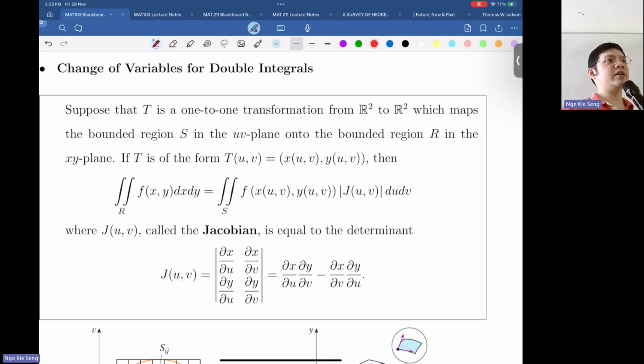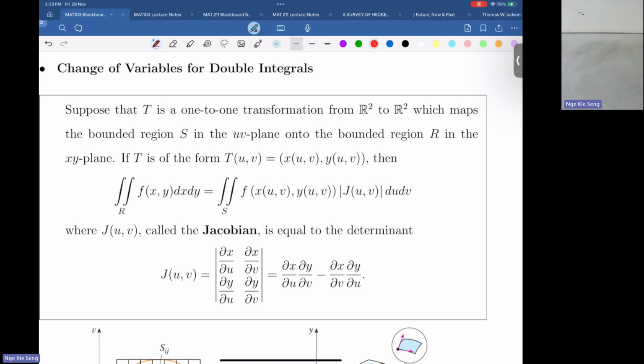One-to-one just means injective. So you cannot send 2 points to 1 point, otherwise you distort your space. So it must be a one-to-one transformation from the UV plane to the XY plane. If you look at this equation here, it looks very familiar. When you try to integrate over xy, you change it to some variables in u and v.